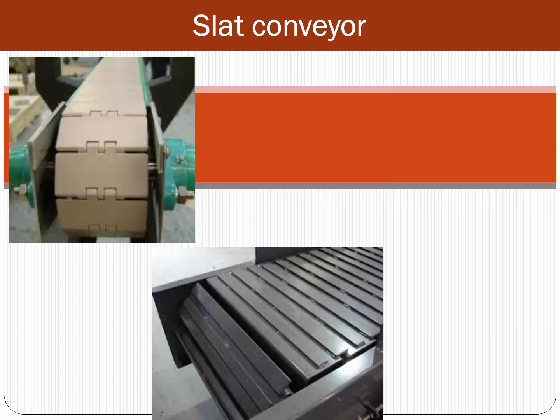Next is the slat conveyor. It is also used to transport at high temperatures, like in baking ovens. The slat conveyor is used to cook the products.